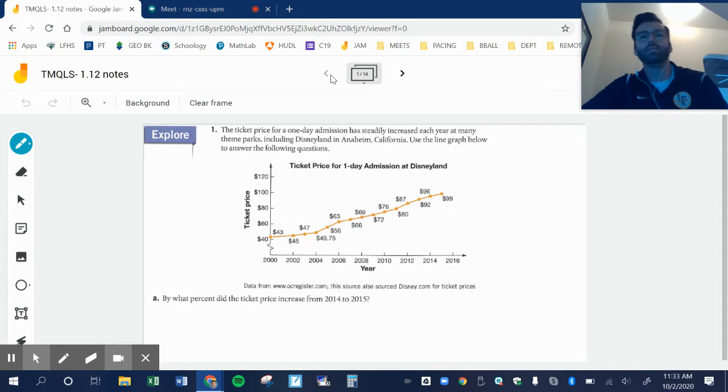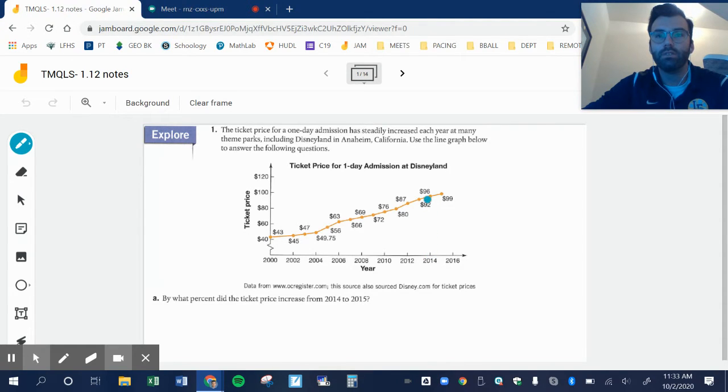So it says that the ticket price for one-day admission has steadily increased each year at many theme parks, including Disneyland in Anaheim, California. Never been to that one. Ticket price for one-day admission at Disneyland. And you see how much it increases from 2000 to 2016. All right, so at what percent did the price increase from 14 to 15?